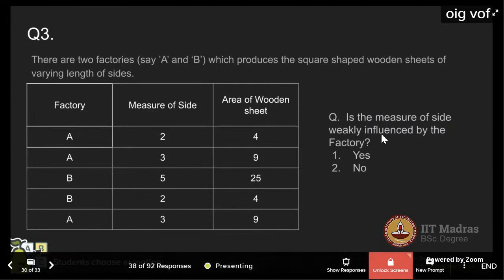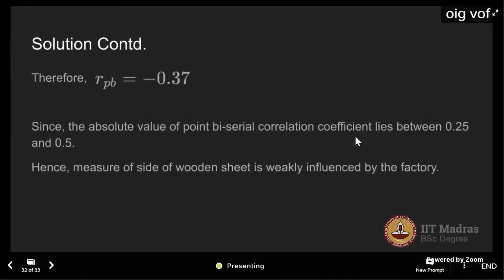Look at the question. The correlation coefficient is weak. What do you understand by this question? Okay, my understanding is it is the measure of side, weakly influenced by the factor. Yeah, the question itself is asking whether it is weakly influenced. In graded, you have something like strongly influenced, if I remember. Oh yeah, okay. I thought the same thing, but I read the statement wrongly. Thank you, sir.